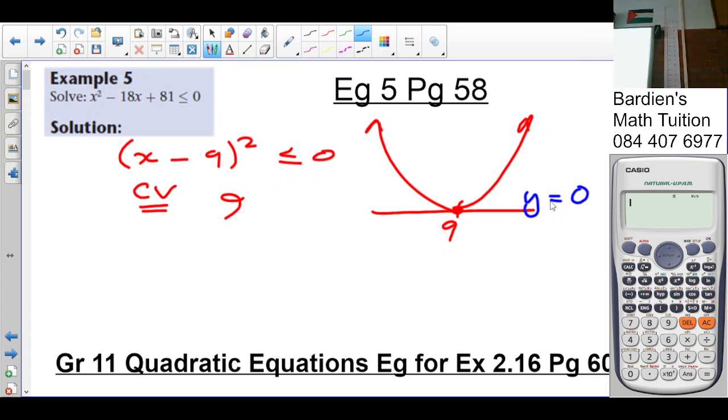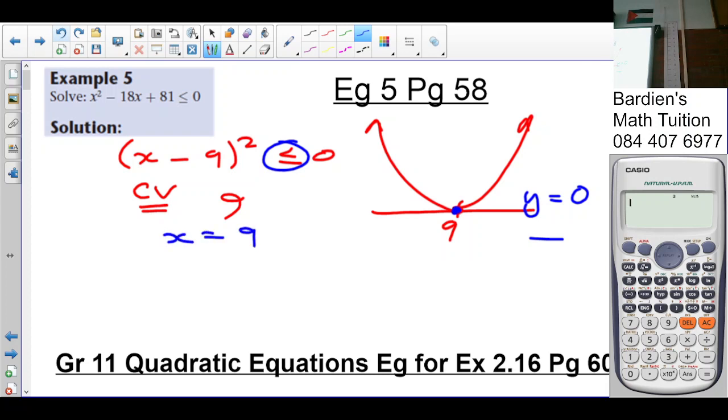But what does the inequality say? Where is x squared minus 18x plus 81 less than or equal to 0? Now this part here is your negative, where it is less than 0. Is there any part of the graph that is less than 0 here? No. But it says equal as well. Is there any part of the graph that is equal? Yes, equal to 0 is there. So your solution to this is simply x is equal to 9.